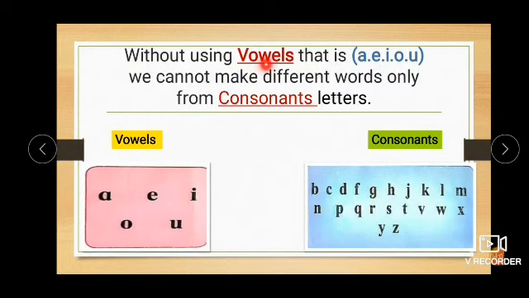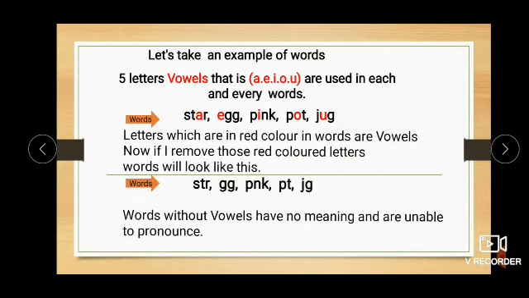Without using vowels, that is A, E, I, O, U, we cannot make different words only from consonant letters. These are vowels, these are consonant letters. Let's take an example of words. The 5 vowels, that is A, E, I, O, U, are used in each and every word. Now it is not possible to make words only from consonant letters. We will take vowels to create different words.